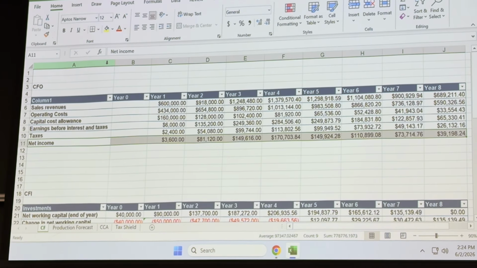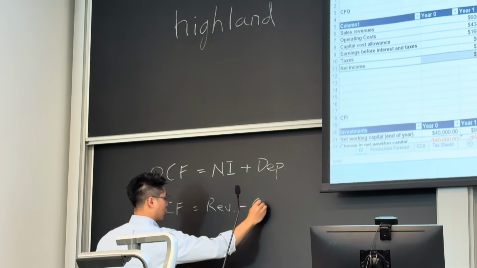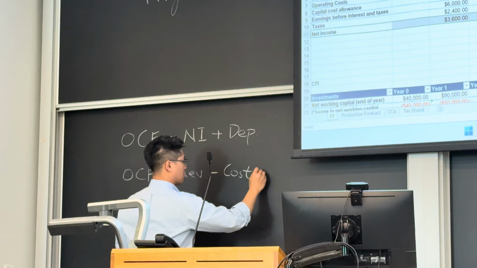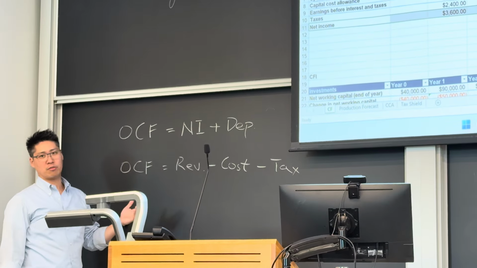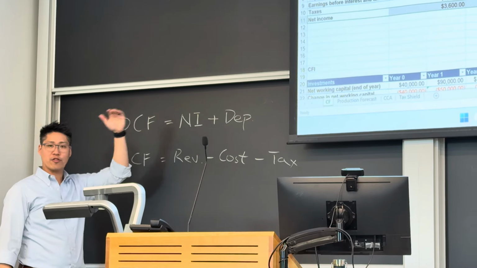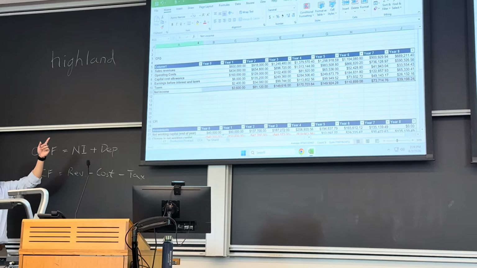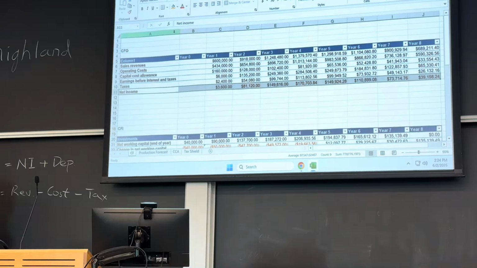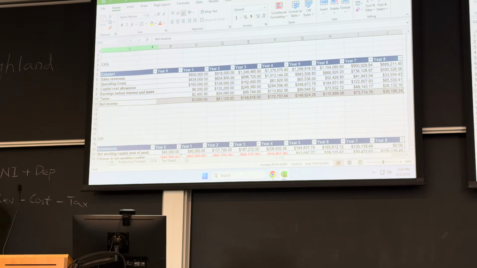Or revenue minus cost minus tax. It's the same formula if you look at that table. So you can either go from the first line all the way down or work backwards using the bottom line and add back depreciation. Either way, it's going to work. That's how we isolate operating cash flow.